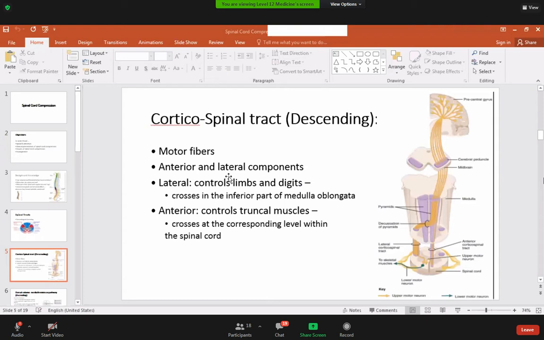Now, the descending tracts or the corticospinal tracts are usually the motor fibers which come from the cerebral hemisphere, from the precentral gyrus, and then they come down and first relay in the midbrain, and then they come down and cross to the opposite side at the level of the medulla, and then they come down on the contralateral side, and then synapse at the corresponding level within the spinal cord. And we have two corticospinal tracts, the anterior corticospinal tract and the lateral corticospinal tract. Both of these contain the motor fibers.